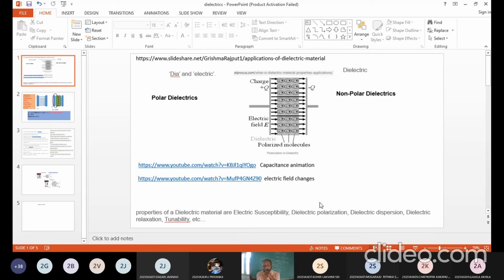Okay, now once again, what's a dielectric? A dielectric is a material which is neutral in a zero field and gets polarized under an external electric field. Initially it is neutral, and when it is placed in an external electric field, it gets polarized.